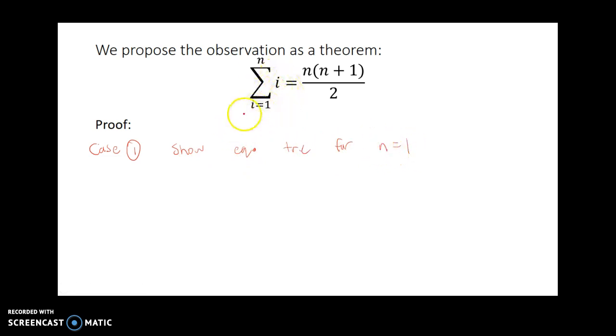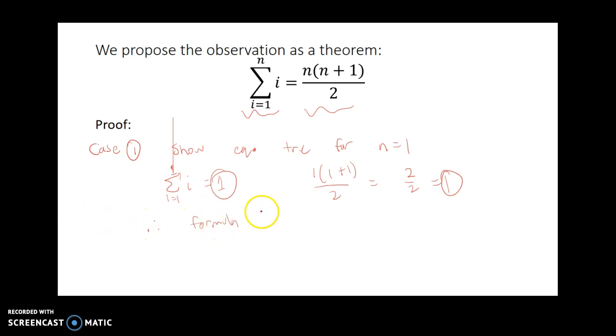So I'm going to evaluate this side, evaluate this side, and make sure I get the same number. The sum of all values from i equals 1 to 1 of i is just equal to 1, because I'm just adding a number to no other number. And then I'm also going to evaluate this side and see if I get the same answer. So 1 times 1 plus 1 divided by 2, well, that's 2 over 2, which is 1. And I see I get the same answer. Therefore, formula true for base case.